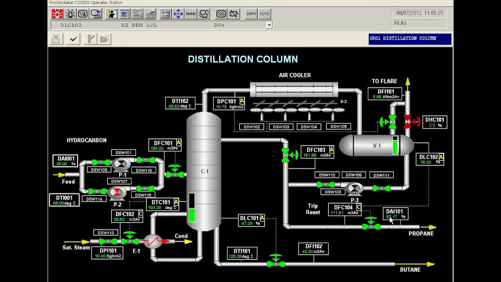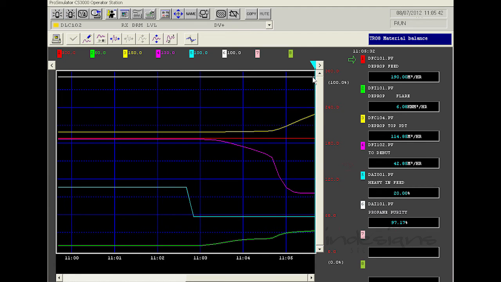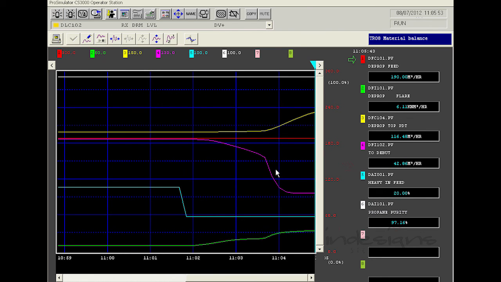You see, already the top product purity is coming down from 97.22 to 97.19, 97.18 and to 97.17%. In the trend we can see only a small change since product quality is changing in the decimal point, but other parameters are changing as expected.